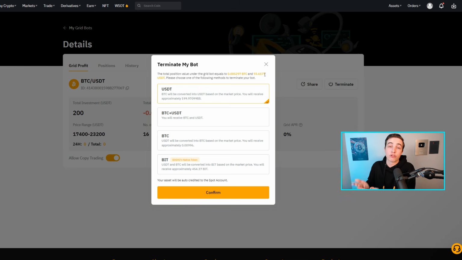And when you close the trading bot, you can choose to receive the Bitcoin and USDT as they are, or you can choose to receive it all in USDT and just get back that USDT and not have any Bitcoin, or you can choose to receive it all in Bitcoin and not have any USDT, or there is a fourth option to receive it in BitDAO tokens, which is Bybit's native token. But personally, if I'm in a Bitcoin to USDT trading pair, I'm not really interested in BitDAO for this position.